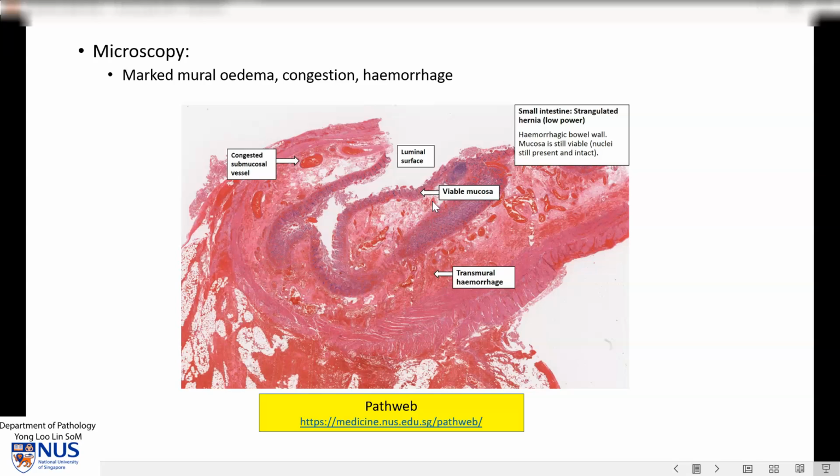However, over a prolonged period of time, there can also be ischemia and necrosis of the bowel wall, usually starting from the mucosa. So in other words, there can be hemorrhagic infarction if this is not treated. And this is a potentially life-threatening condition where there can be bowel perforation. There is also a separate video highlighting the virtual microscopy slide of a case of intestinal strangulation.